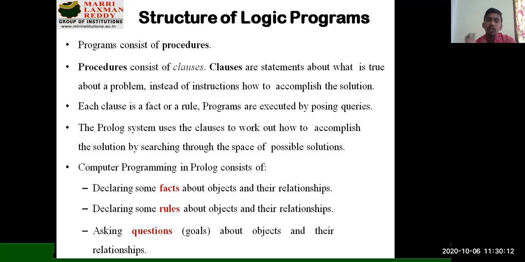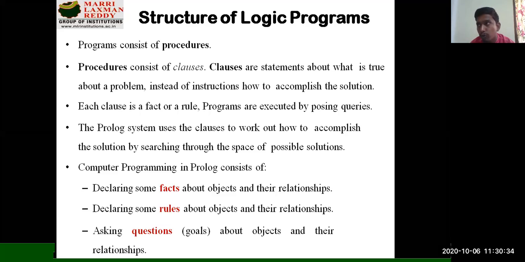But before that, we need to feed some data, or give a set of rules or facts, to the language. Then only will it act as your database, and whenever you give a query, it will give you some output. The Prolog system uses the clauses to work out how to accomplish the solution by searching through the space of possible solutions.